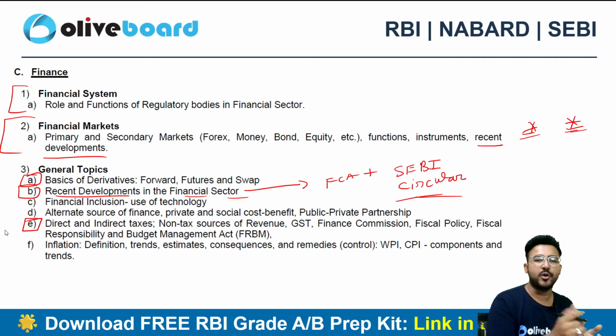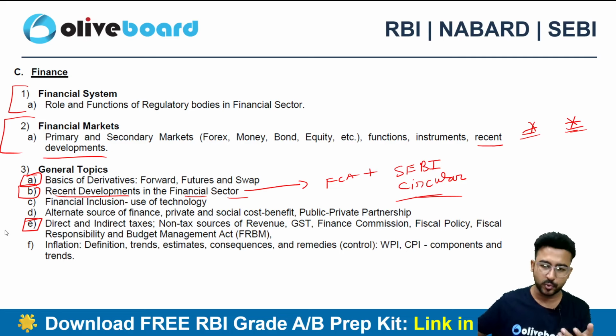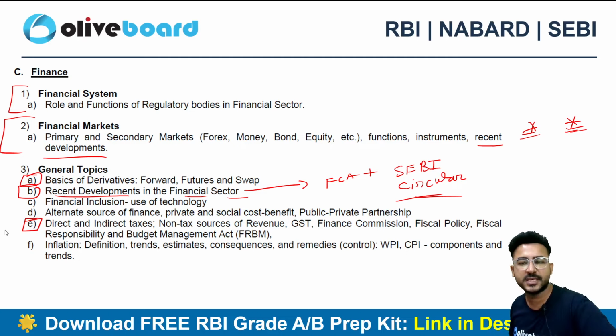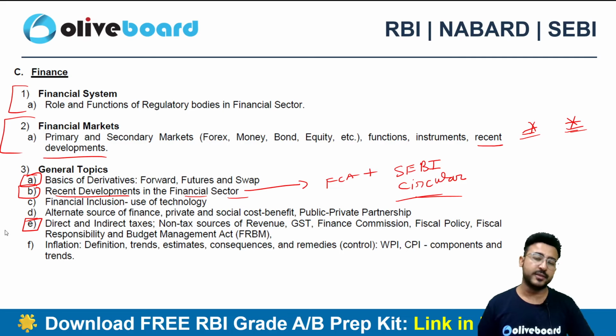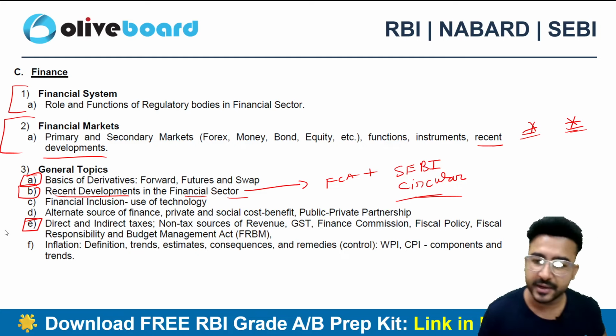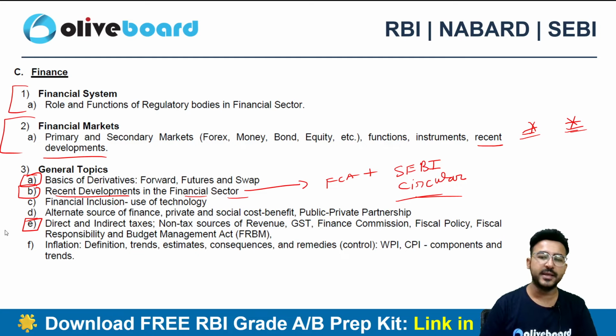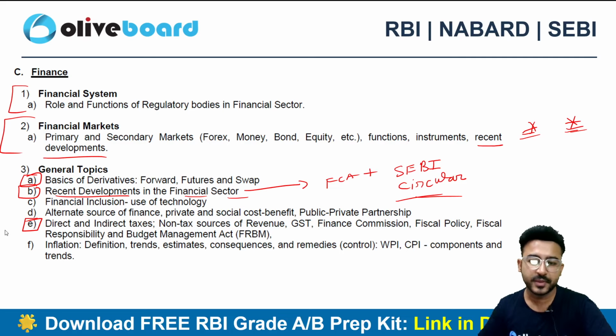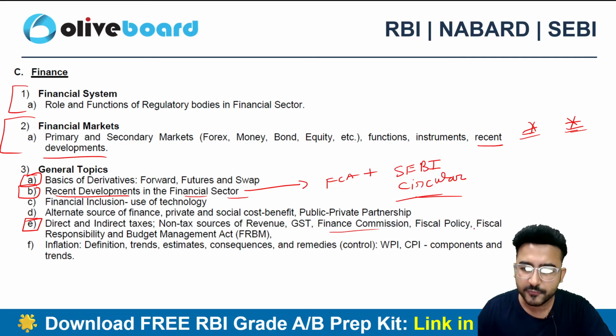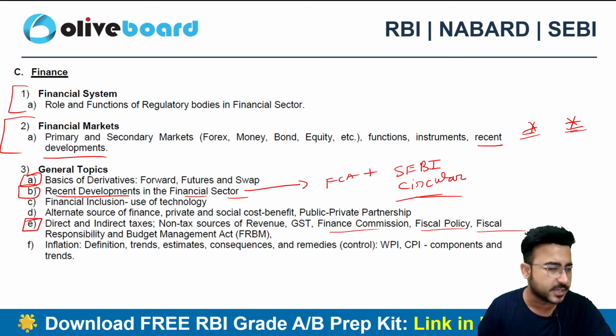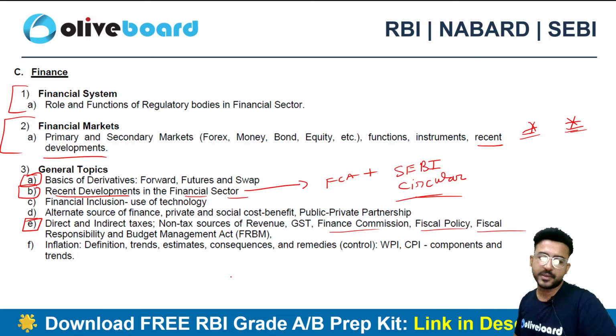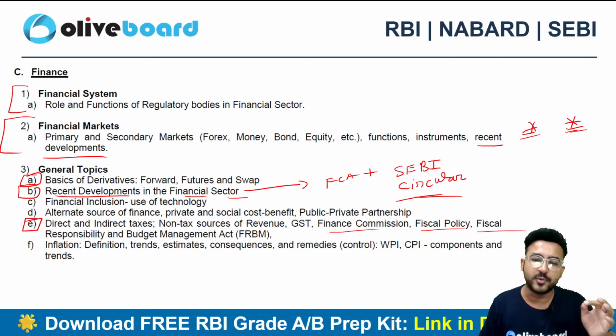Say for example, if I talk about the direct tax, then the whole new Direct Tax Code is coming. If I talk about the GST, major changes have happened under GST 2.0, right. Rationalization of slabs has happened, a lot of things have been put in the exempt category, such as insurance, medical insurance, life insurance and so on. Then you do have finance commission, finance policy, fiscal responsibility, FRBM Act basically, and the last topic will be inflation and the recent trends. So this is all from your finance side.